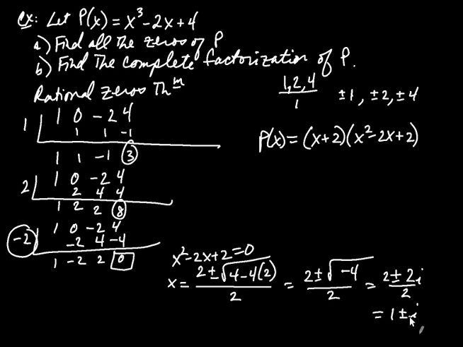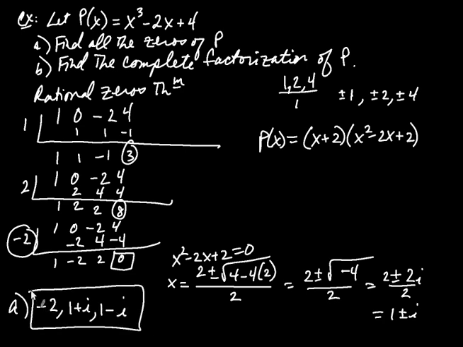So I see once again that I have zeros that are not real, right? Because they have that imaginary component, and they occur as conjugates. I have 1 plus i and 1 minus i. So for part A, to answer the question, the first thing I can do is say what my zeros are. Negative 2 is a 0. 1 plus i is a 0. And then 1 minus i is a 0 as well. So that's my answer to part A.